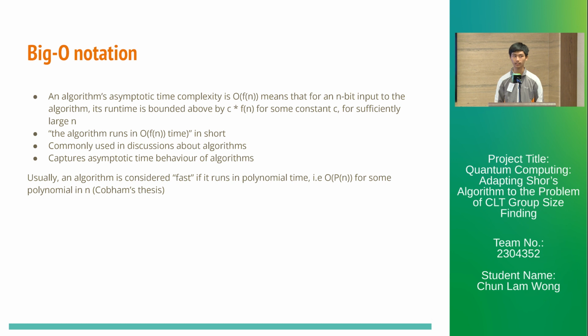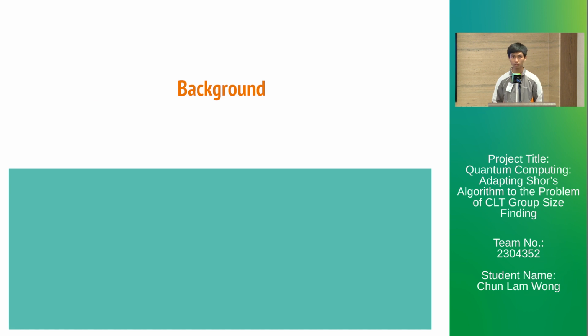Big O notation is a way to express the asymptotic time complexity of an algorithm using an expression depending on the size of its input. And now we will talk about some background information.